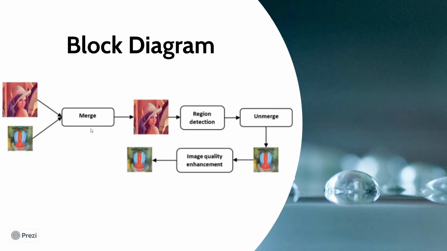The process by which we hide this hiding image in the host image is represented by this block, merge, and the process by which we reconstruct this hiding image from this container image is represented by these two blocks, that are region detection and unmerge. So we will look into all these terms in the next few slides.